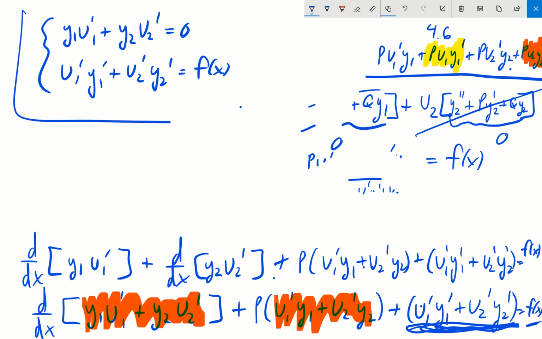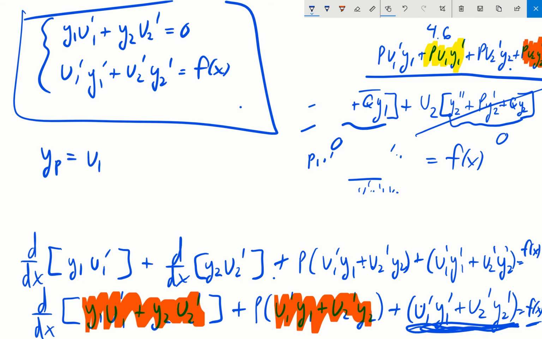So this is the derivation of the system. The y sub p, the particular solution that we're trying to solve for, is going to be found by taking u1 times y1 plus u2 times y2. And the u1 and the u2 are going to be found by solving this system of equations. I'll pause here, and in the next video we'll discuss how this system is solved for u1 and u2.